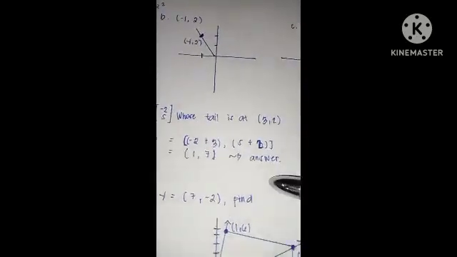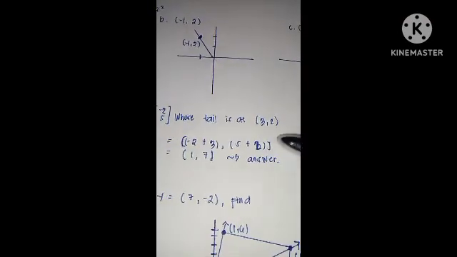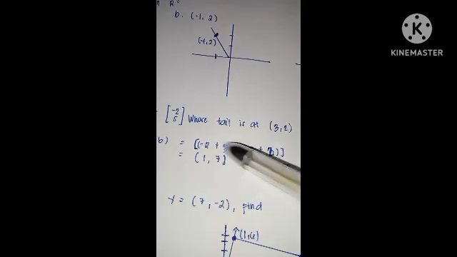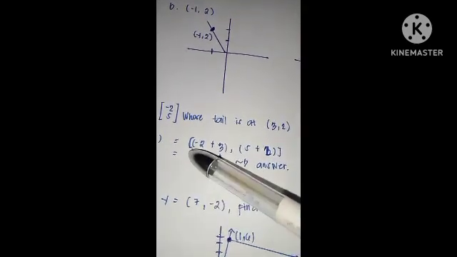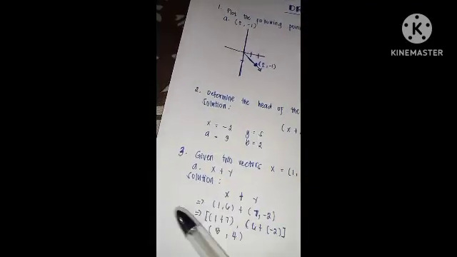So -2 plus 3 is equal to 1. 5 plus 2 is equal to 7. So the head of the vector is 1 and 7. So that is my answer. Let's proceed to number 3.